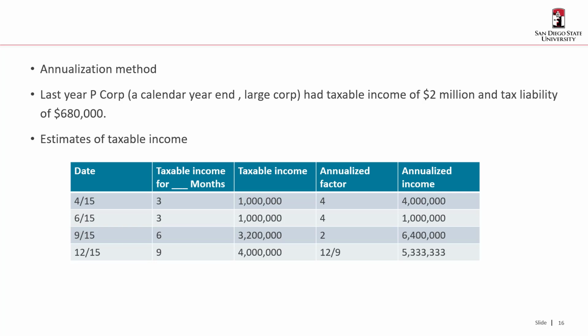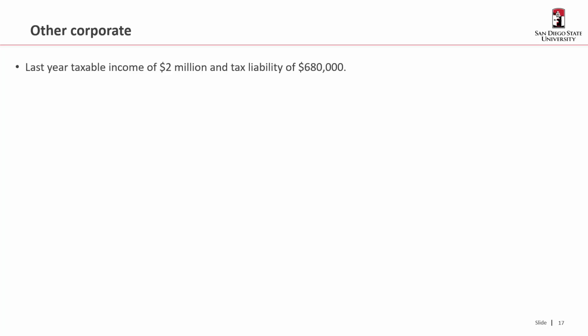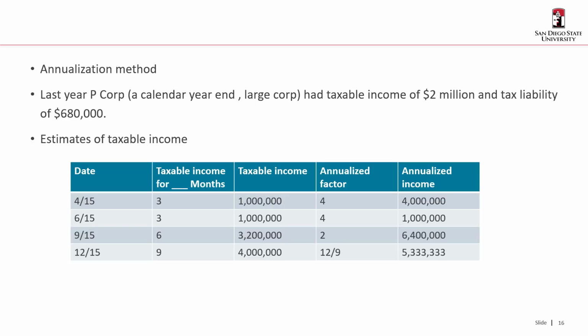Okay, so now 6/15 rolls around. I'm at 6/15. I say, well, I'm not through 6/30 yet. So I use the same 3 months worth of taxable income. That's $1 million. Multiply that by 4 again. My annualized income isn't $1 million. It's $4 million. Whoops.